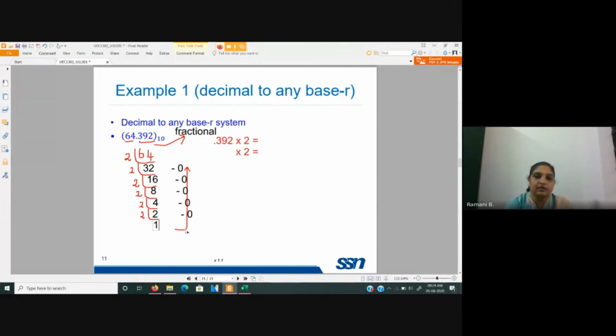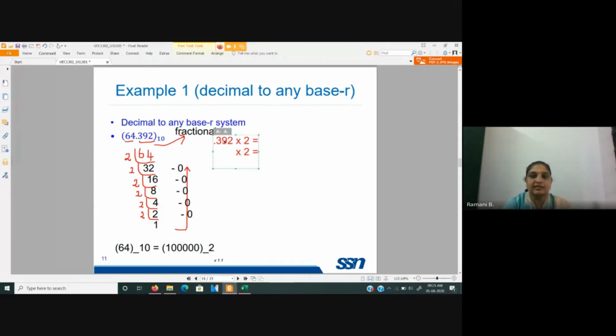So with the integer part, what we actually do is write the numbers from the bottom to top. So the equivalent representation of 64 in binary is nothing but 1 0 0 0 0 0. 1 followed by, oh here I think I missed, okay. So we have 1 followed by 5 zeros. That is the representation of this decimal number as a binary number.